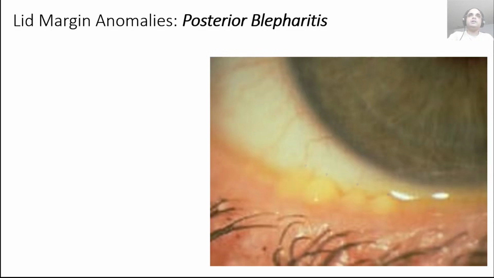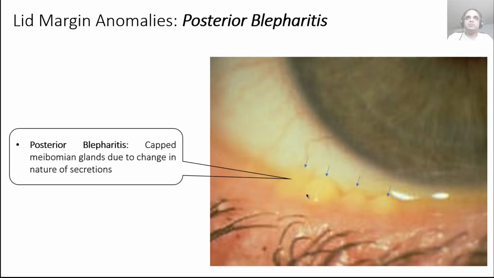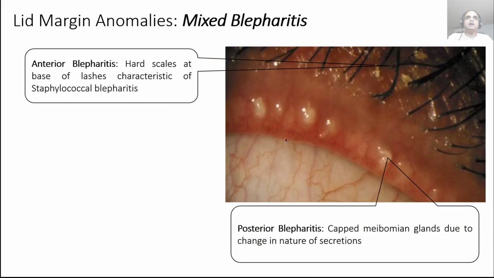So this is what those capped meibomian glands look like, and this is because of a change in the nature of their secretion from oily to a semi-solid form. This is mixed blepharitis, posterior blepharitis, anterior blepharitis. You can see hard scale at the base of lashes, so this is probably staphylococcal blepharitis together with posterior blepharitis, and you can see capped meibomian glands because this meibum is now semi-solid rather than oily, so it's stuck to the opening of the glands rather than spreading onto the tear film.